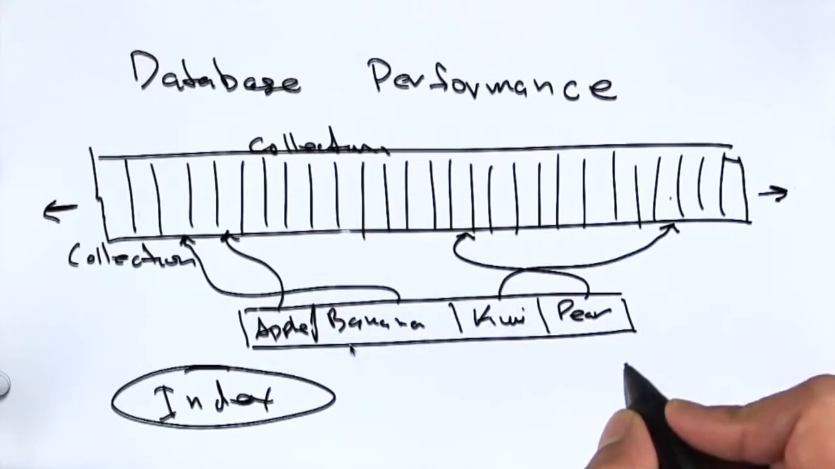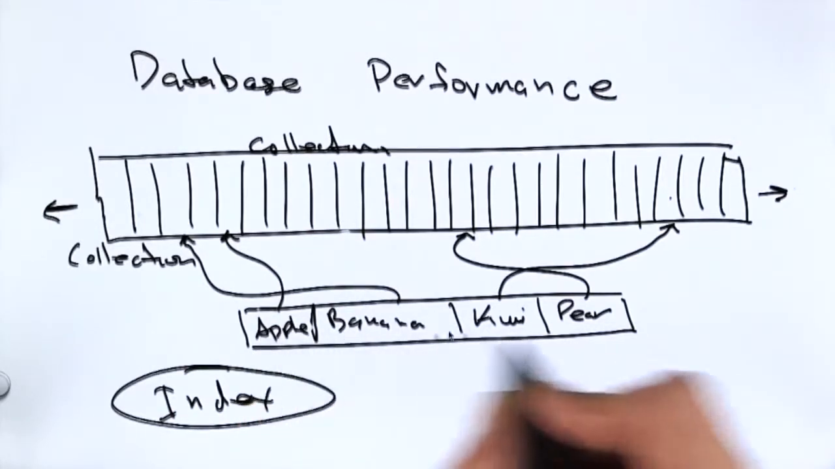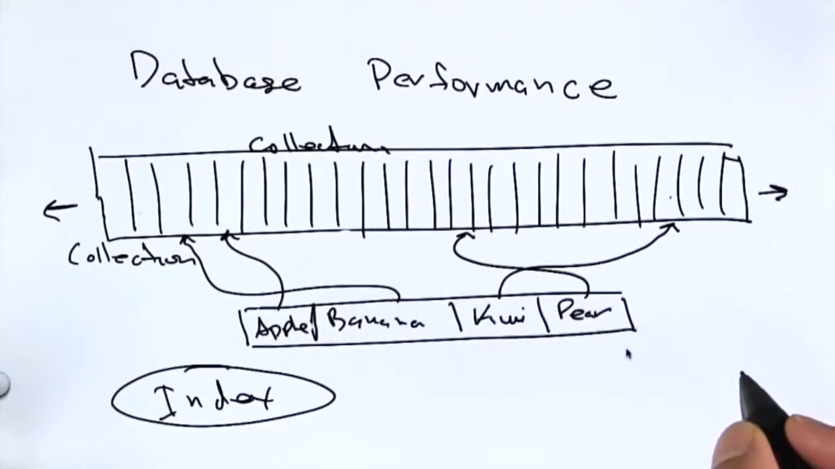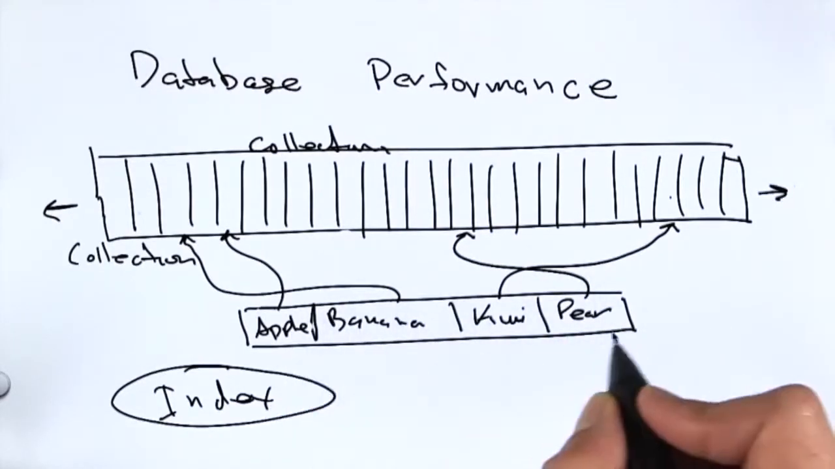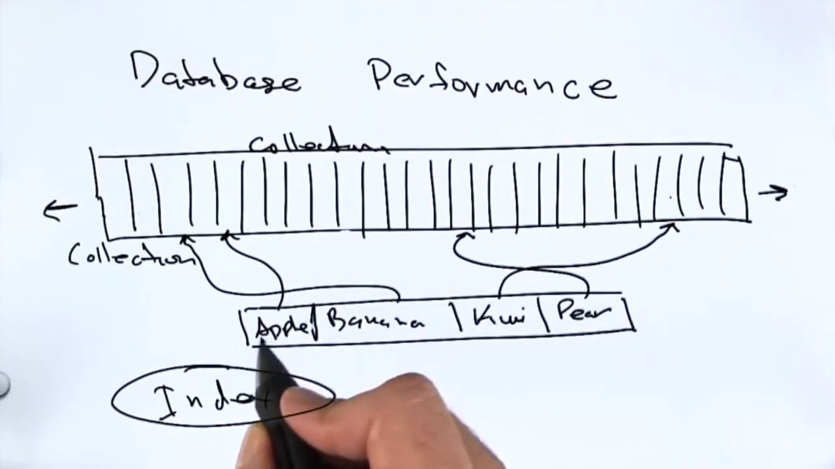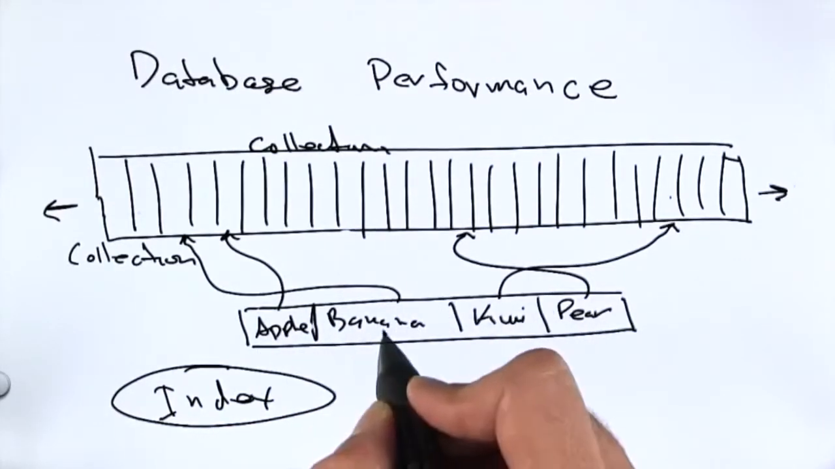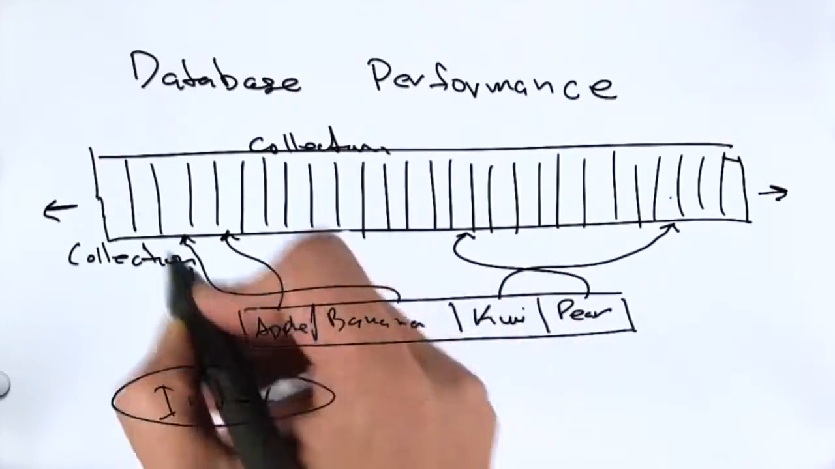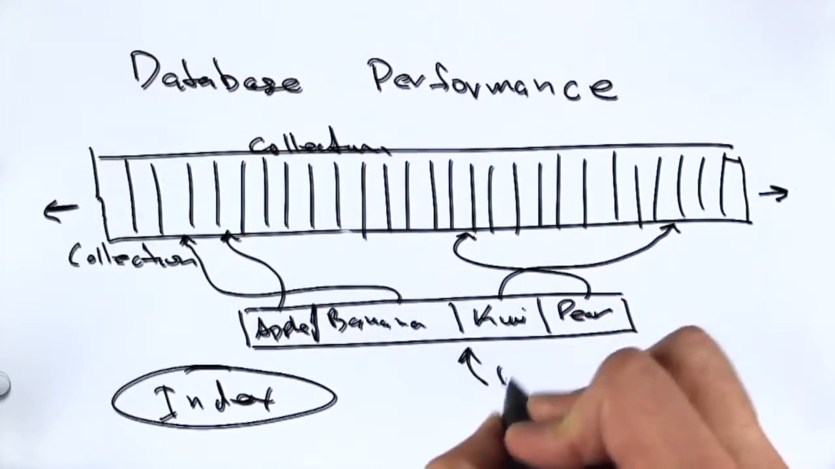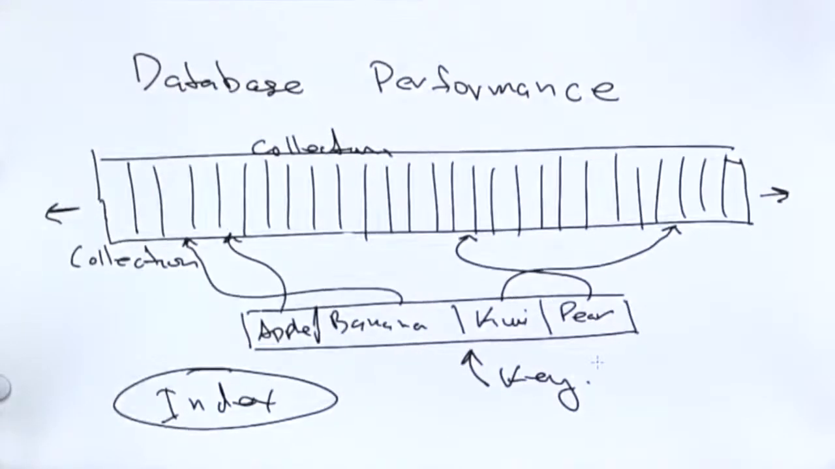Now, we don't actually keep them linearly ordered like this in MongoDB. We use something called a B tree. But conceptually, you can imagine it looking like this. And if I'm looking for, let's say, banana, I can quickly search, find the item, and then have a pointer to the actual document inside the collection. This is the key. So indexes in MongoDB are an ordered list of keys.